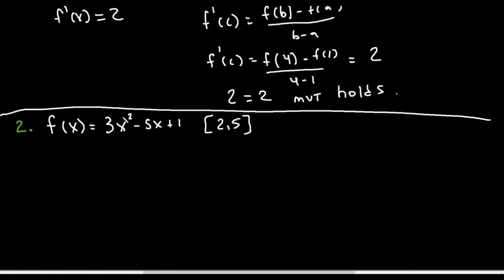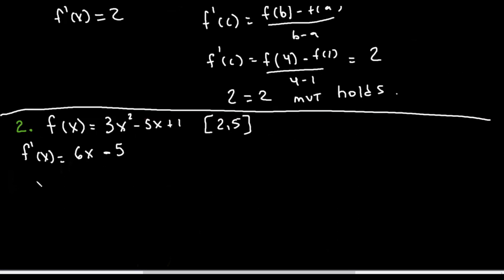Alright, so all we need to do here, we got a new function here, so we'll take the derivative to start off. Is it continuous on this interval? Yes, of course. Any value I plug in will give me back something. And is it differentiable? Obviously, yes it is. So 6x minus 5 is our derivative. So the mean value theorem applies here because it's continuous and differentiable.